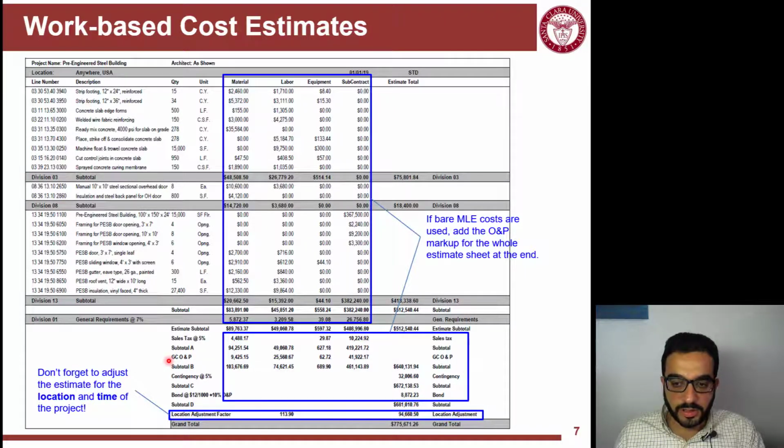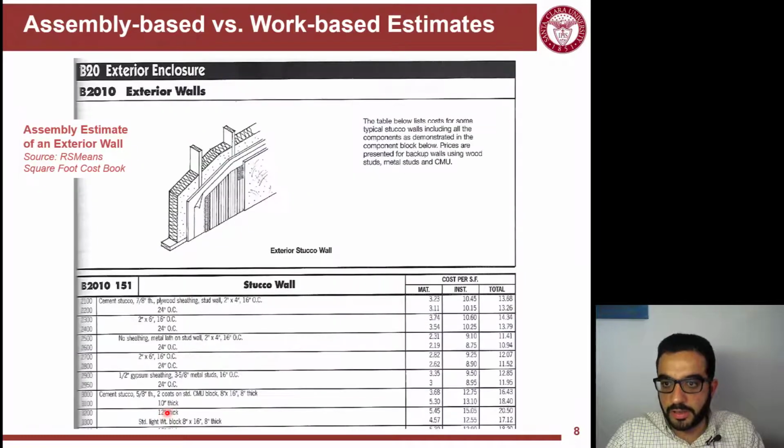You have overhead and profit, you have sales tax, you have contingency, you can add bonds, any item for overhead you can add. And then don't forget always to adjust for location and time. So this is an example that will be posted in the course account.